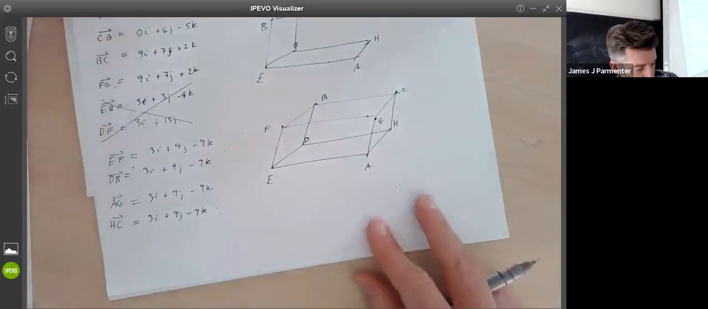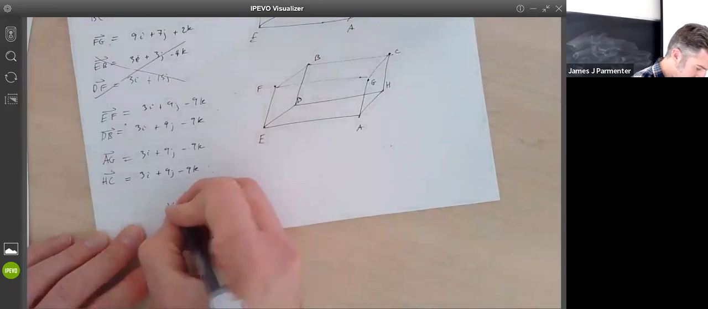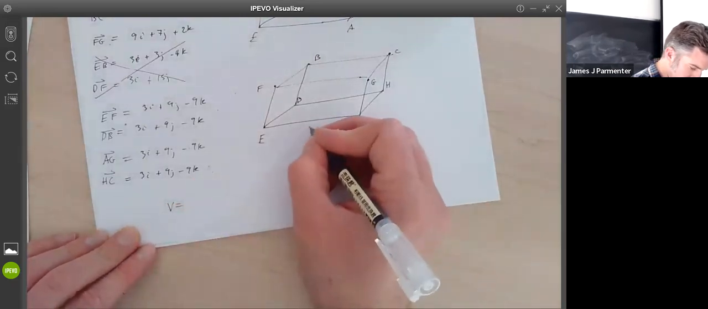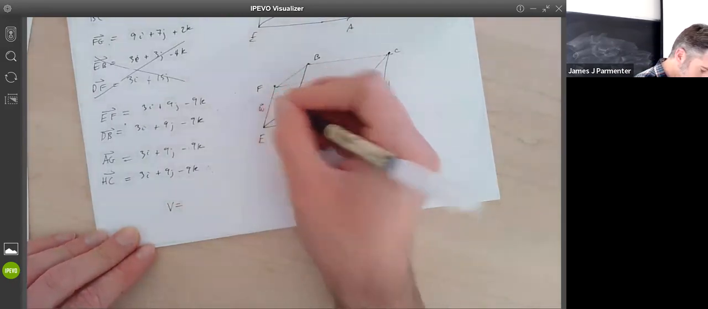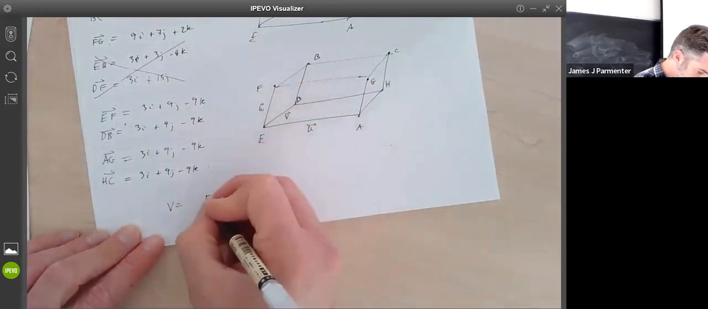so all this to say that if we want to calculate the volume, it is going to be this vector, which I'm going to, so right, this is our U, this is our V, and this is our W. So we're going to want U cross V, so we want EA.